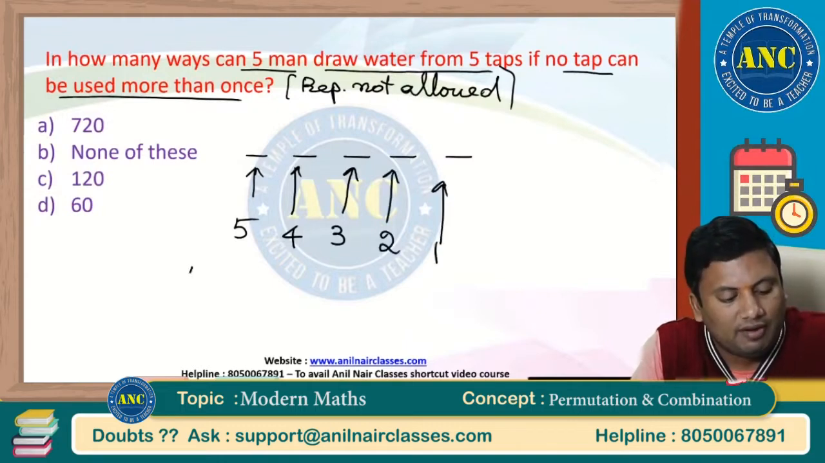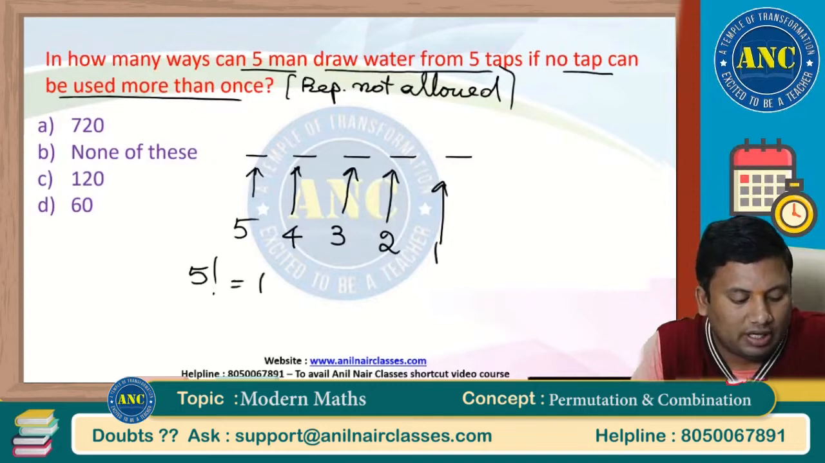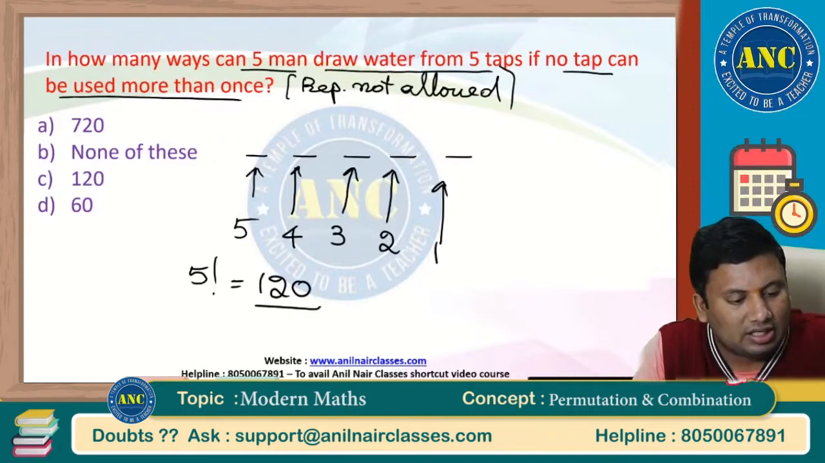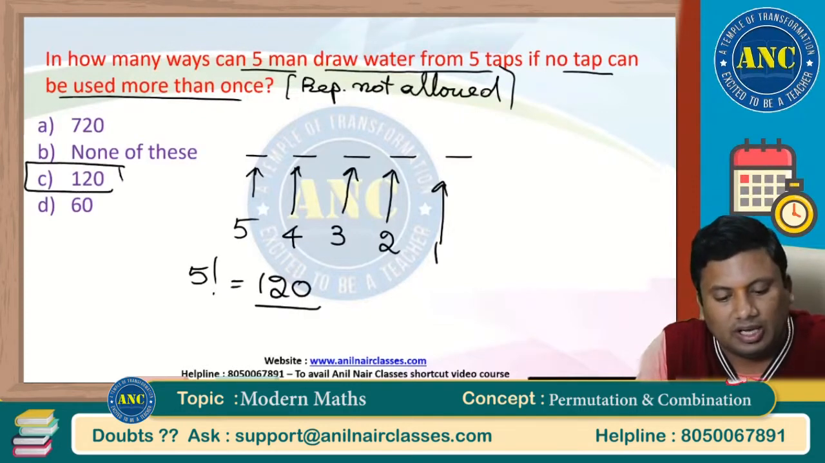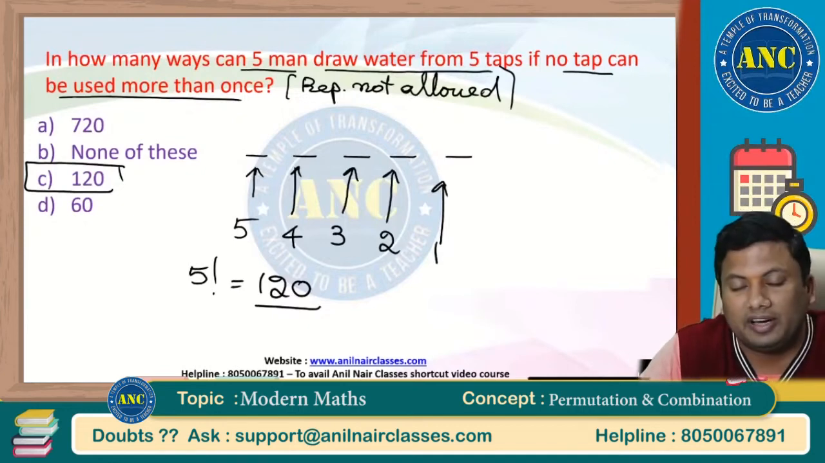Simple question, fundamental principle of counting. 5 factorial is nothing but 120. First man can open any of the 5 taps. So one way it is over.